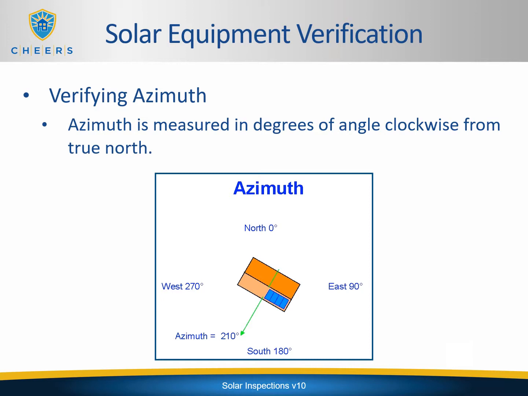Azimuth is measured in degrees of angle clockwise from true north. As we see in the diagram below, north is represented as 0 degrees. As we move clockwise, east represents 90 degrees, south is 180 degrees, and west 270 degrees.